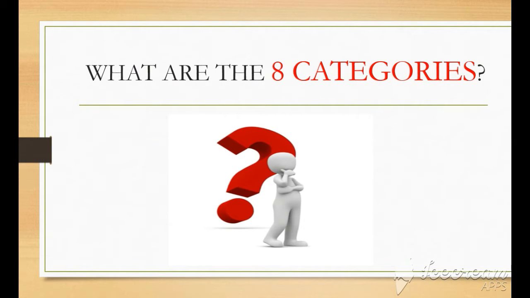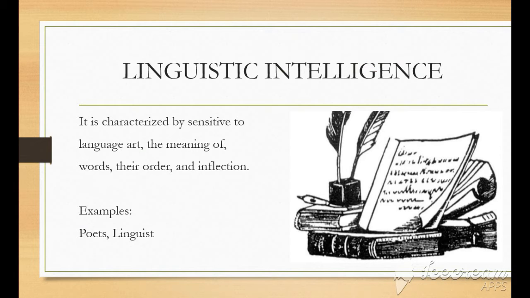So what are the 8 categories? First, let's talk about linguistic intelligence. It is characterized by sensitivity to language arts, the meaning of words, their order, and inflection. It involves the sensitivity to spoken and written language, the ability to learn languages, and the capacity to use language to accomplish certain goals. This is also the ability to understand and reason using concepts framed in words. The examples are poets and linguists.